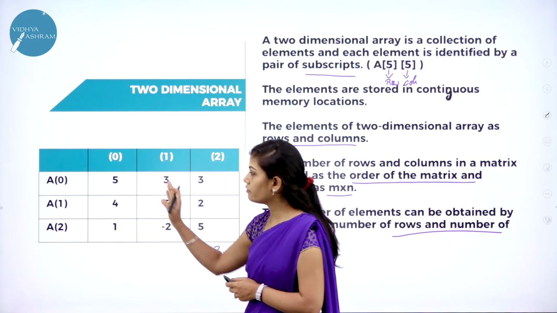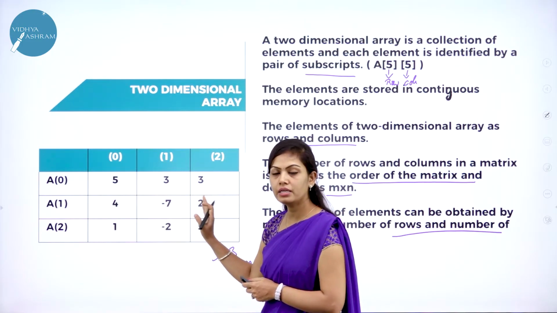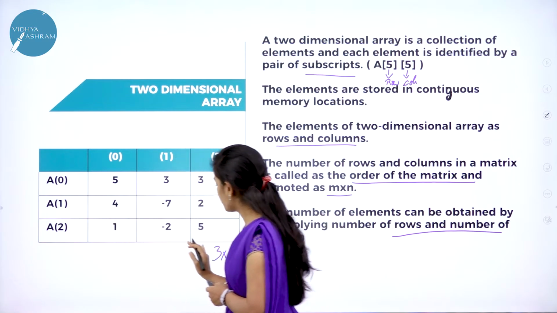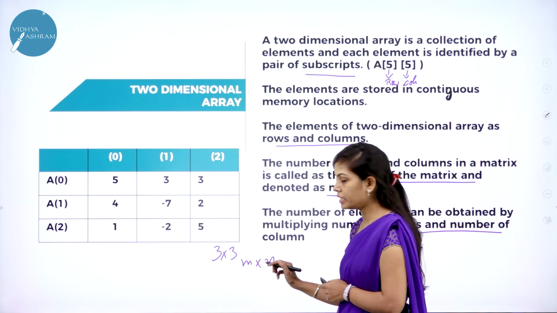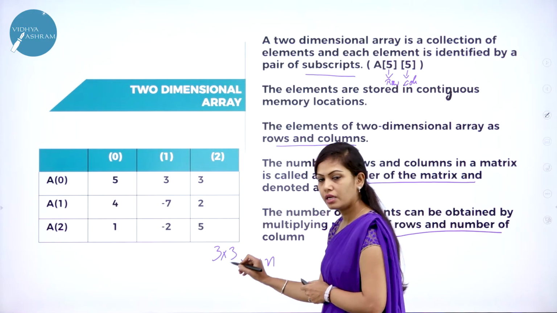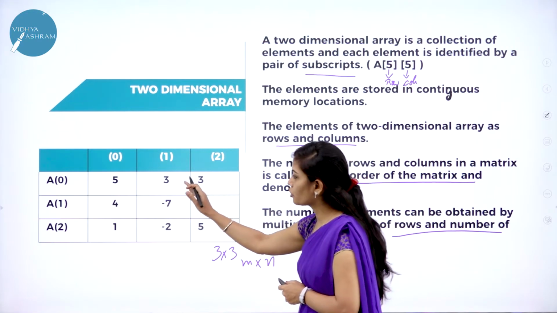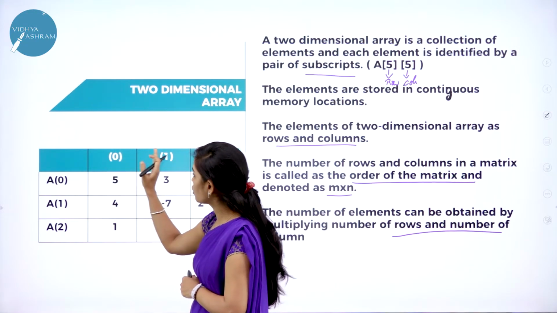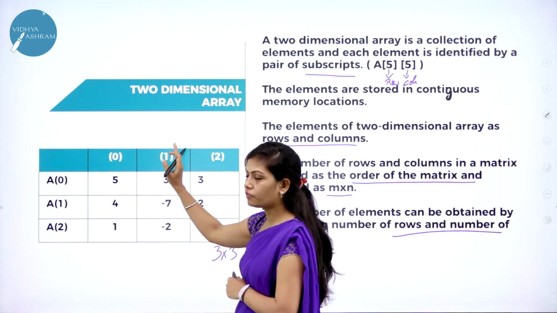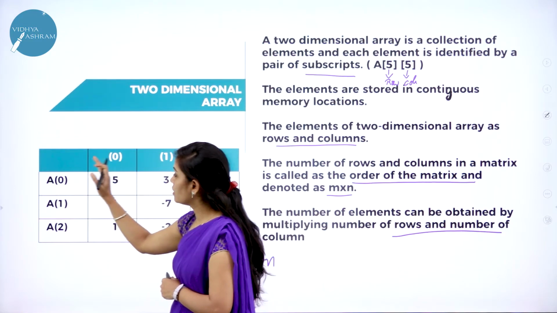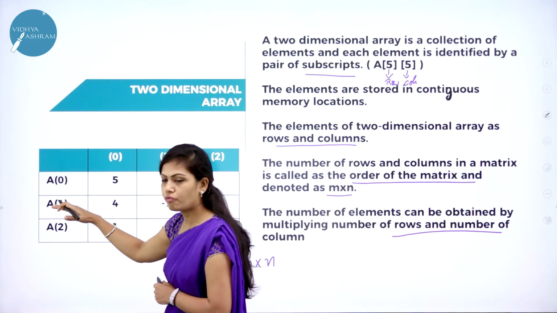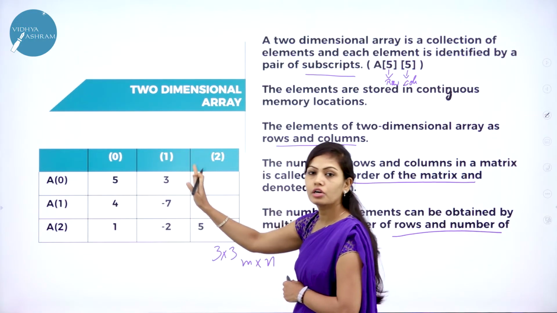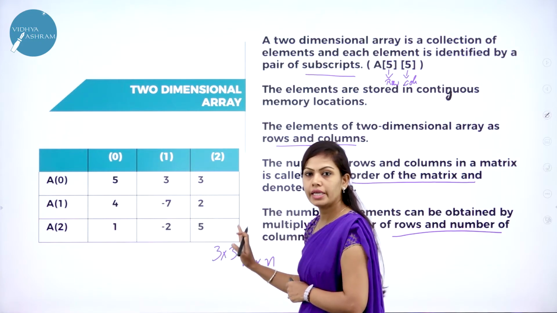Why is it 3 cross 3? We get 3 columns and 3 rows in a 3 cross 3 matrix, and it is denoted as m cross n matrix. So, m cross n means the value of m is 3 and the value of n is 3. This is a 3 cross 3 matrix. How to represent the order of the matrix? The columns are called 0th column, first column, second column, and the rows are A of 0, A of 1 and A of 2. Here we have 3 rows and 3 columns. This is called a 3 cross 3 matrix.